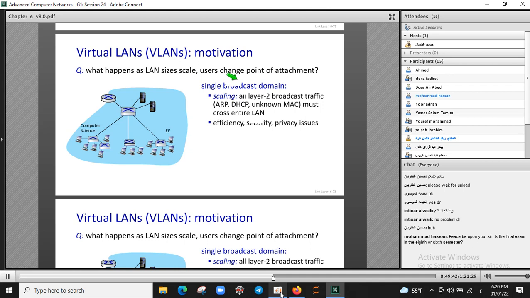And according to the broadcast rule, the switch will forward broadcast messages, broadcast frames, to all of its interfaces, because it's a broadcast message. It's a broadcast frame. So the broadcast domain is a domain that if I send a broadcast message, all connected devices inside the domain would receive that information.